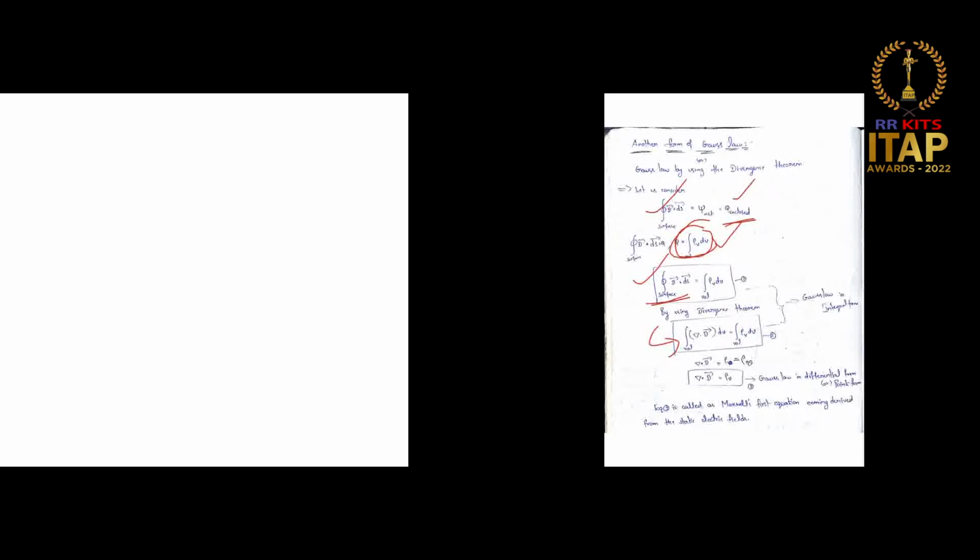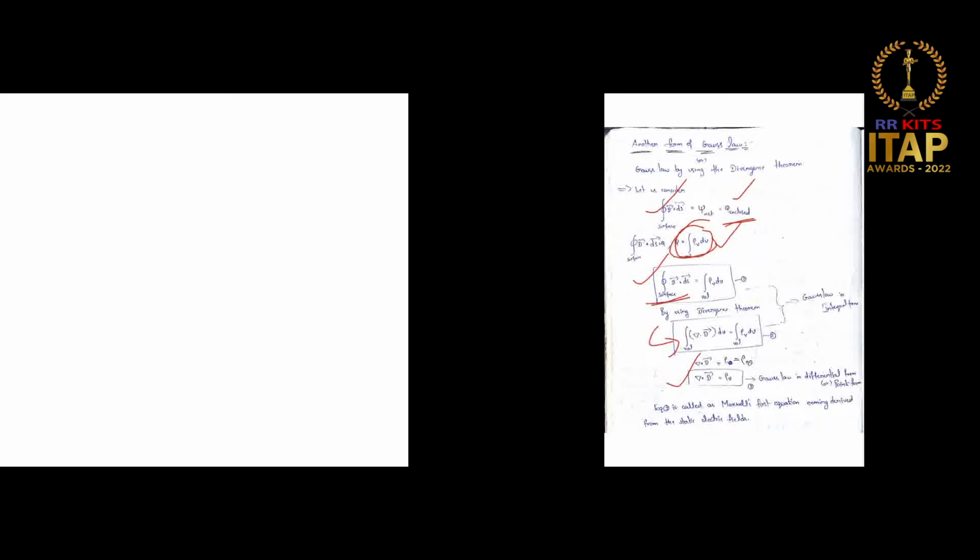So this expression, del dot D bar is equal to rho v, is called Gauss law in point form or Gauss law in differential form. So Gauss law in differential form or point form is given as del dot D bar is equal to rho v. This expression is also called Maxwell's first equation derived from the static electric fields.